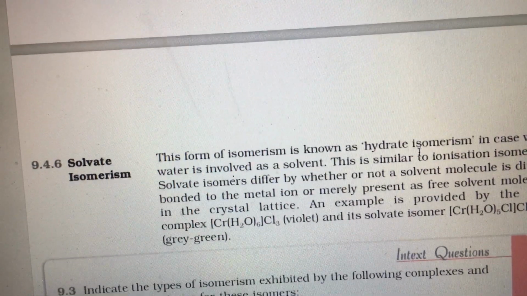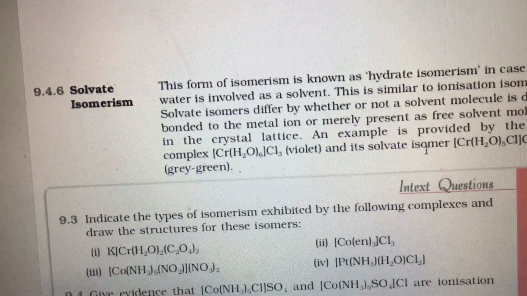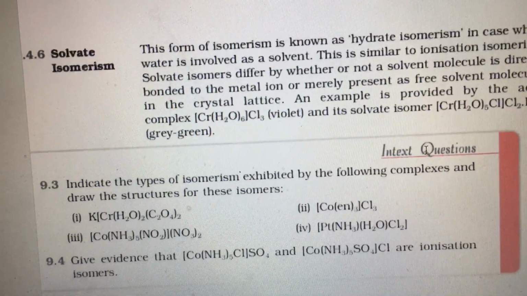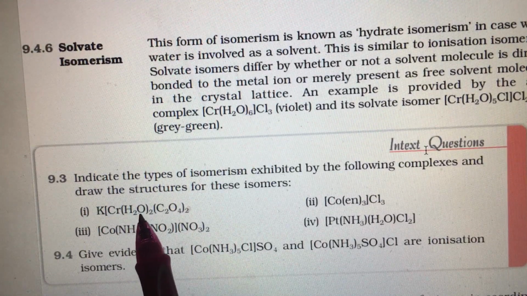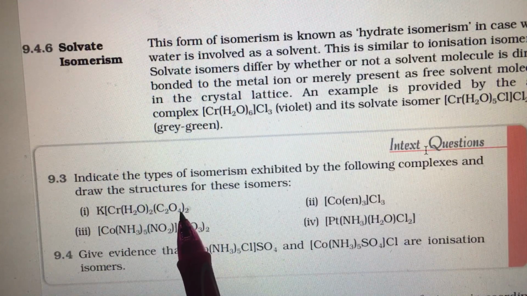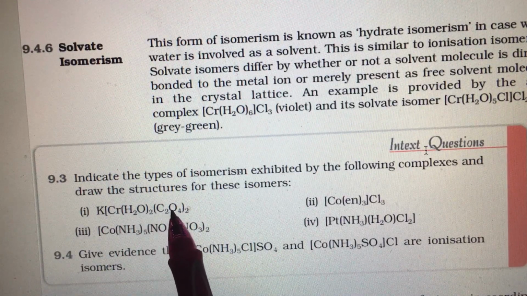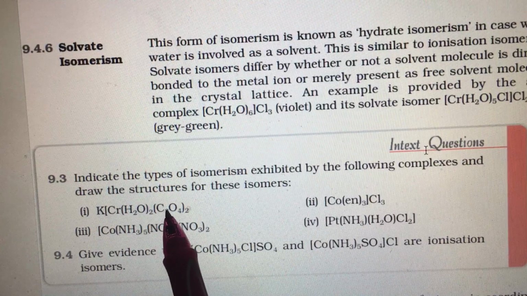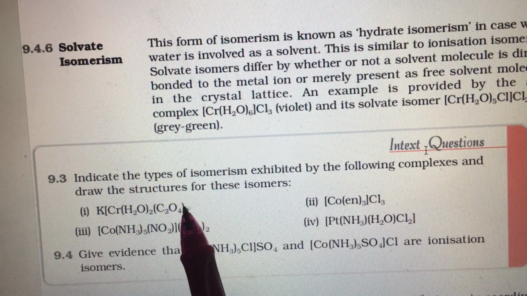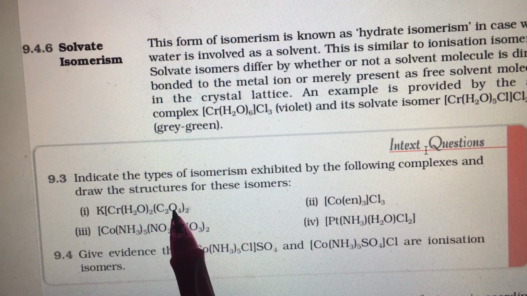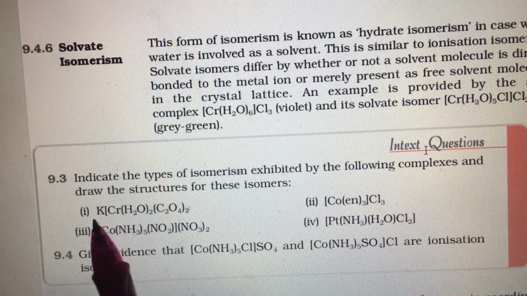Now, we try to answer some of the questions given. Indicate the types of isomerism exhibited by the following. What type of isomerism can this compound show? It is MAA2B2 type. MAA2B2 type complex can show what type of isomerism? Cis-trans isomerism. And the cis isomer can also show optical isomerism. So, it can show optical isomerism and cis-trans isomerism.